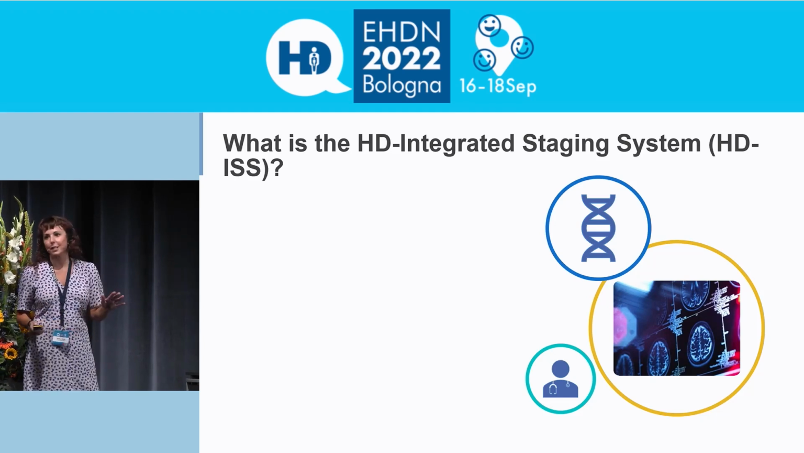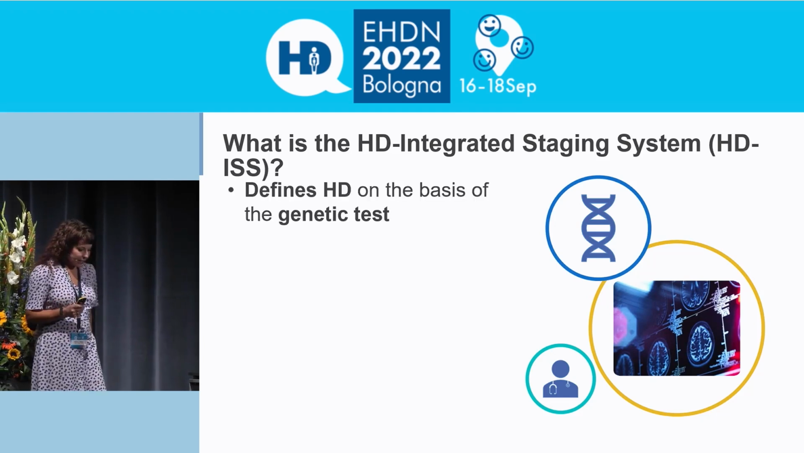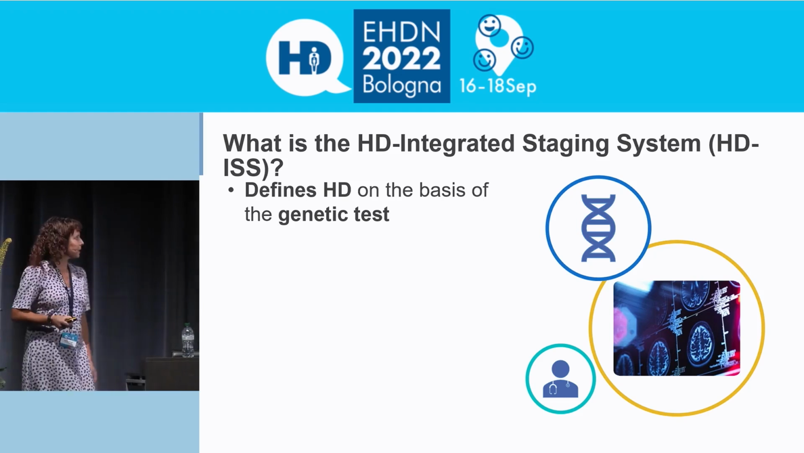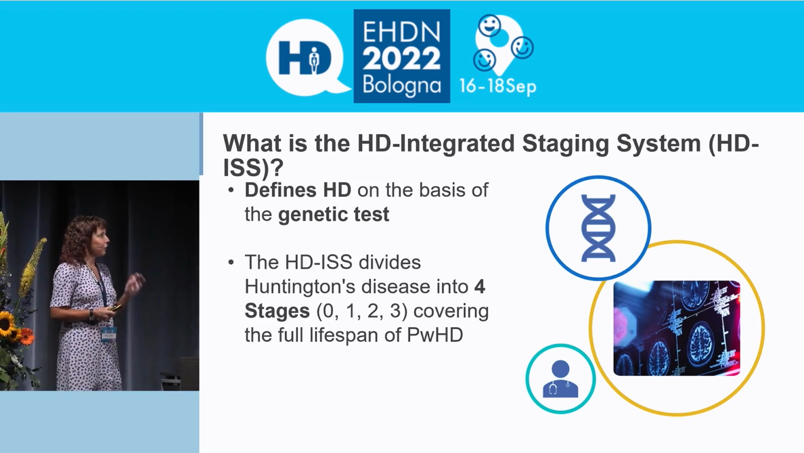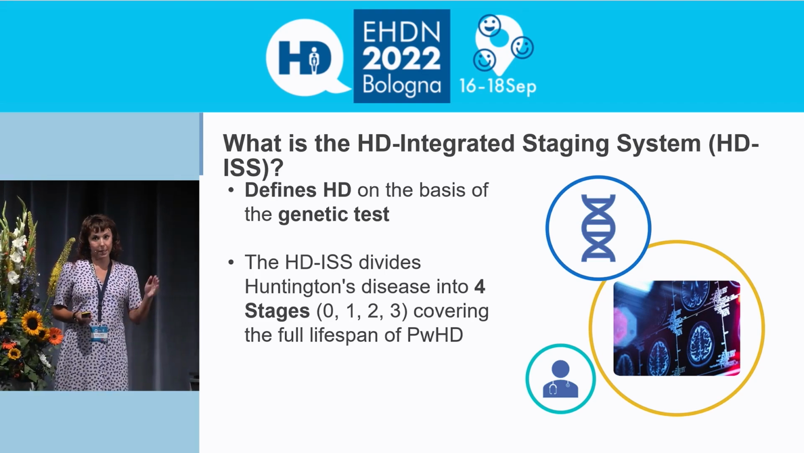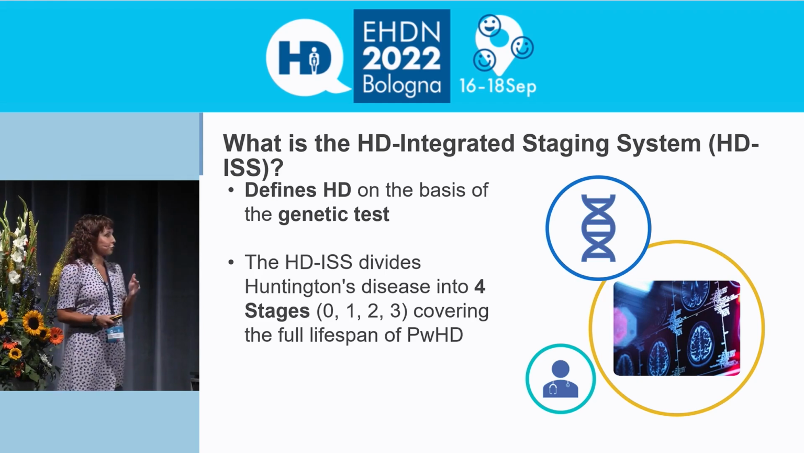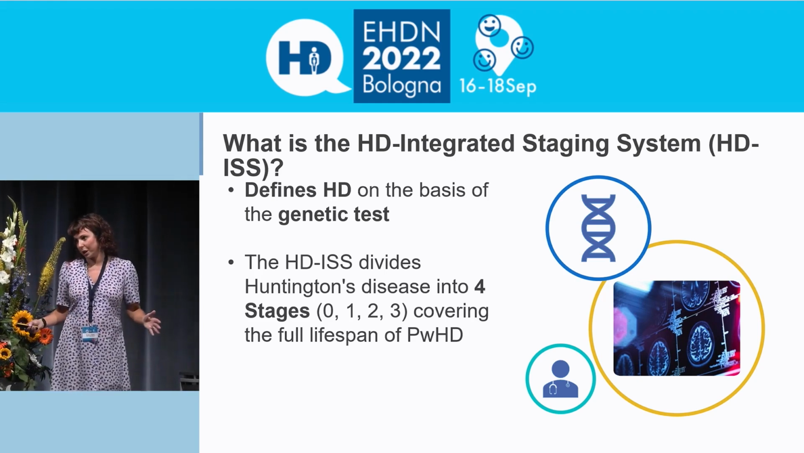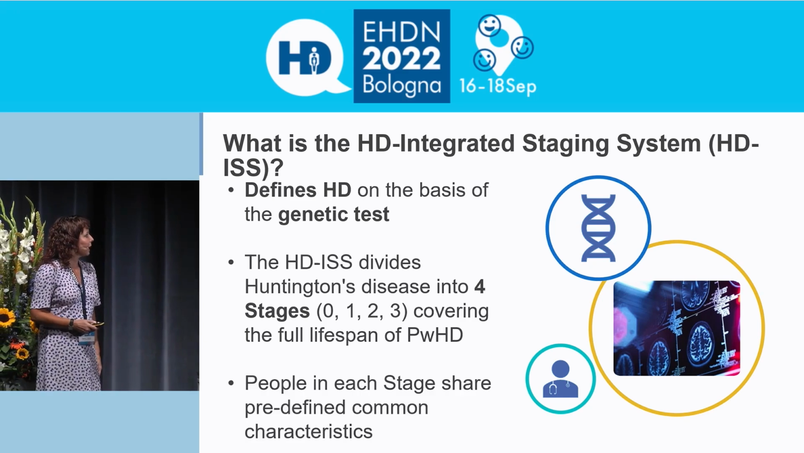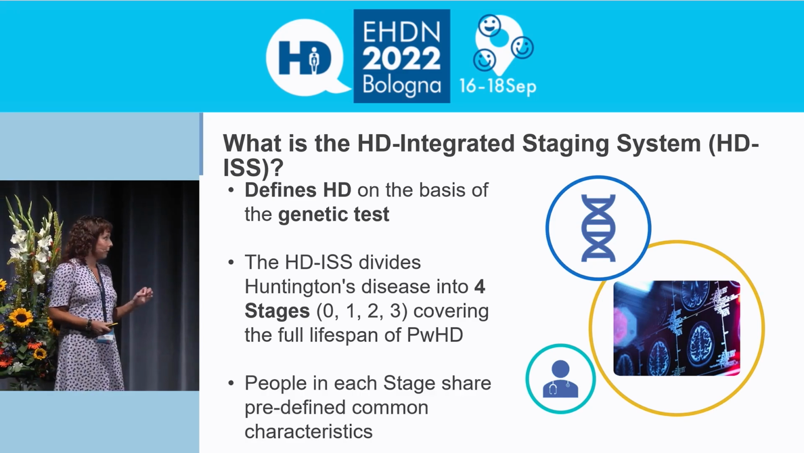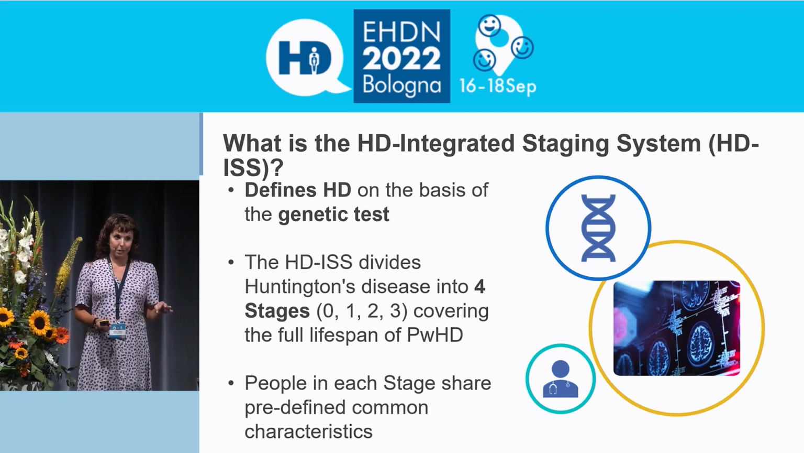So what is it? It defines HD on the basis of the genetic test. It divides Huntington's disease into 4 stages: stage 0, stage 1, stage 2, and stage 3, which covers the full lifespan of a person with Huntington's disease. And the people in each stage share common predefined characteristics.